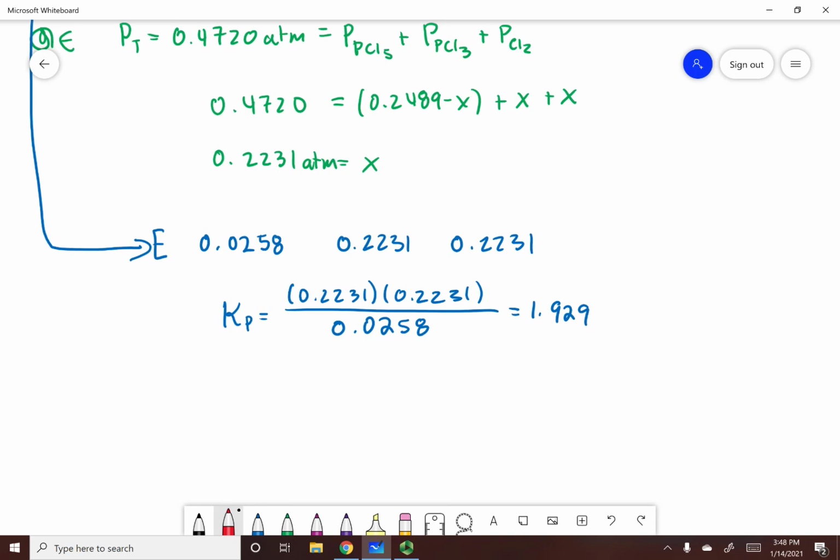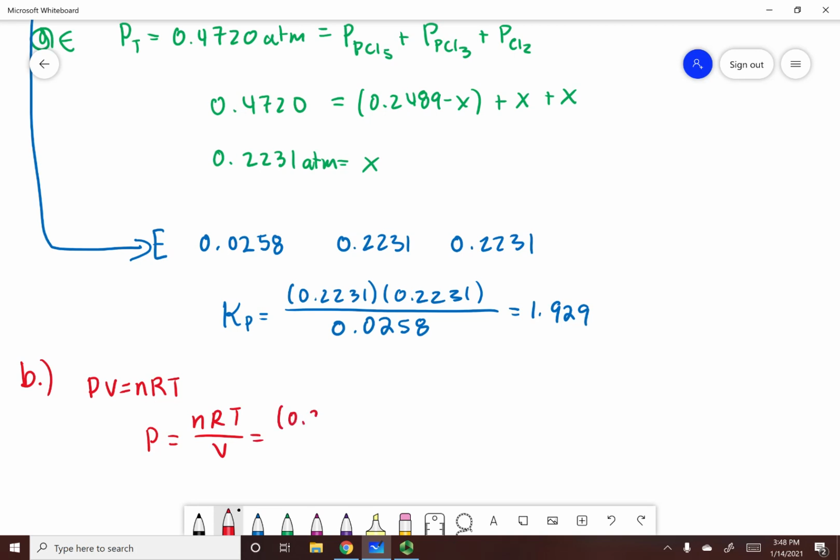For part B, we have to do a quick calculation. Again, we want everything in terms of pressure. So we're going to start with PV equals nRT. In part B, I can rearrange the ideal gas law like I did in part A, and I can plug in my values.